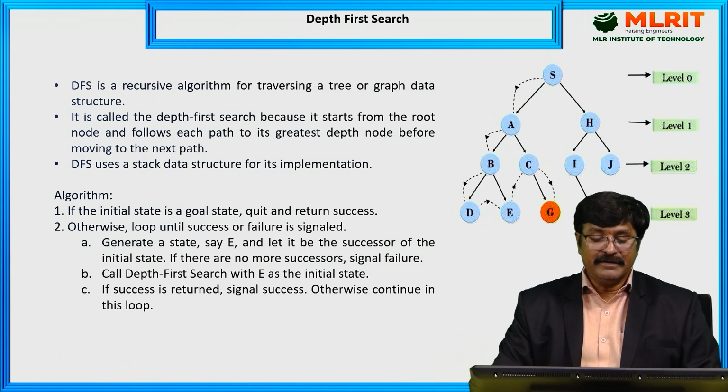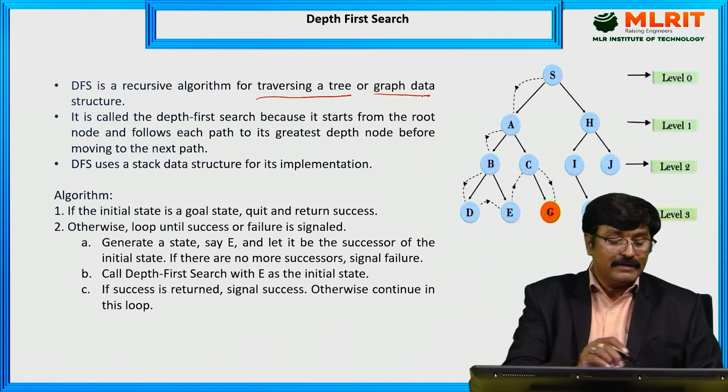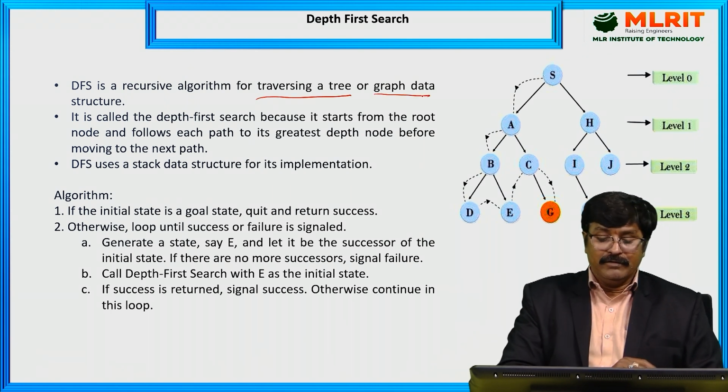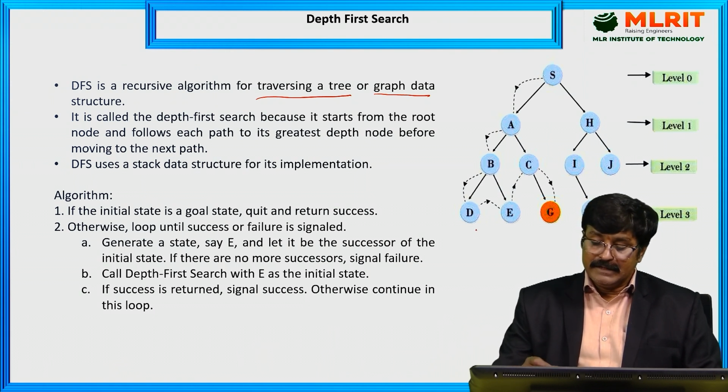You follow it blindly, in a systematic way, and it is a graph traversal algorithm. It is a graph and tree traversal algorithm that starts from the root node and goes deeper one node at a time. Only when that path is exhausted does it backtrack to the next depth level.